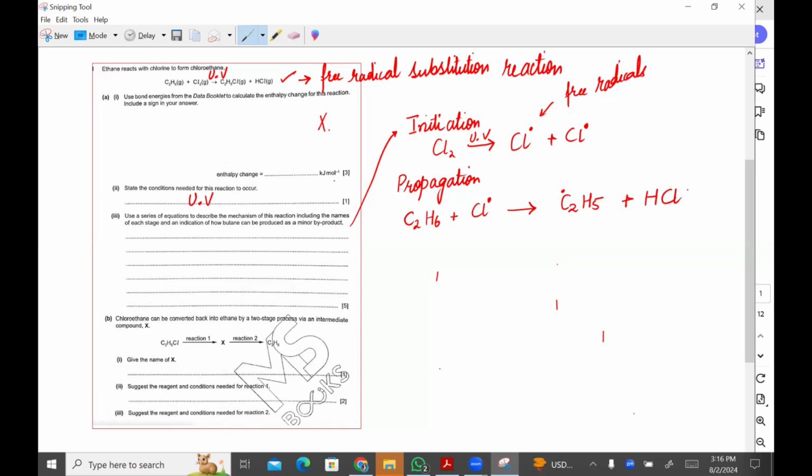And in the next step, what is going to happen? This free radical, C2H5, would react with this chlorine molecule. And what is going to form? This chlorine would react with this one. It would break, and this would react with this one, forming C2H5Cl with the free radical, which is this one. So it forms a halogenoalkane. Yes, that would form a halogenoalkane.